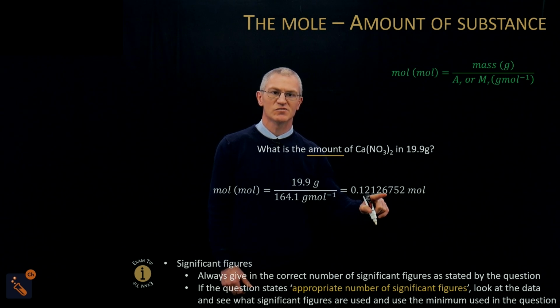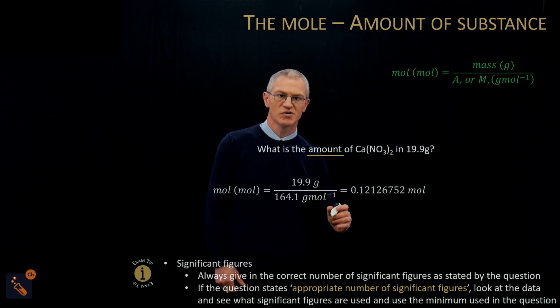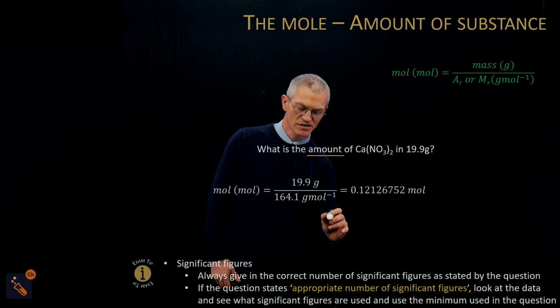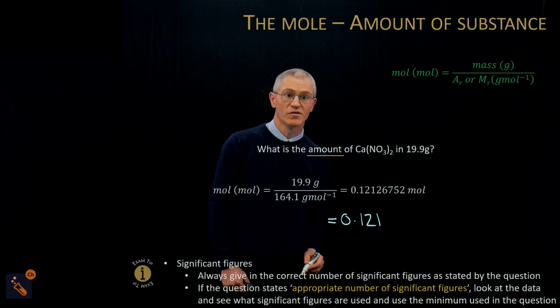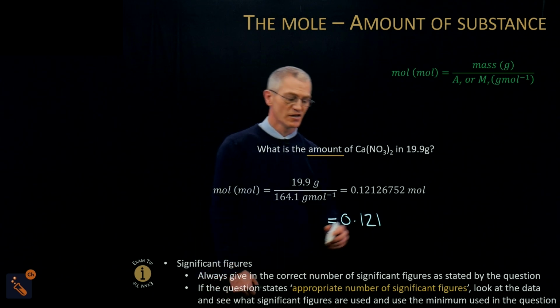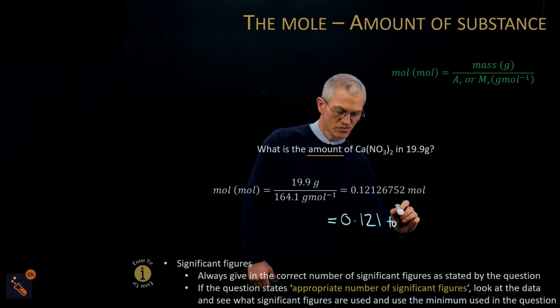Then we've got 2. Well, 2 is less than 5, obviously, so therefore the 1 will not be rounded up. It will just stay exactly the same. So our answer here is 0.121.